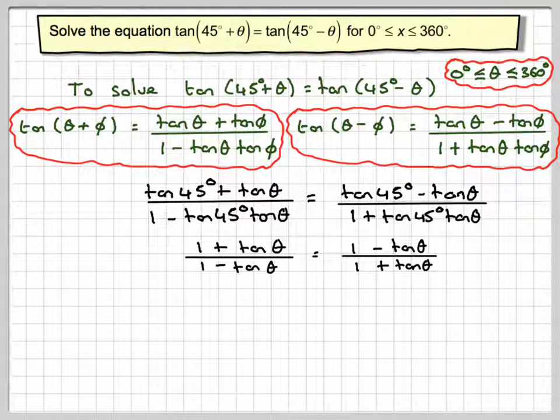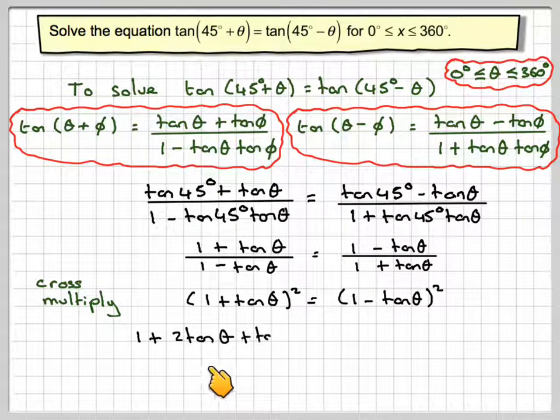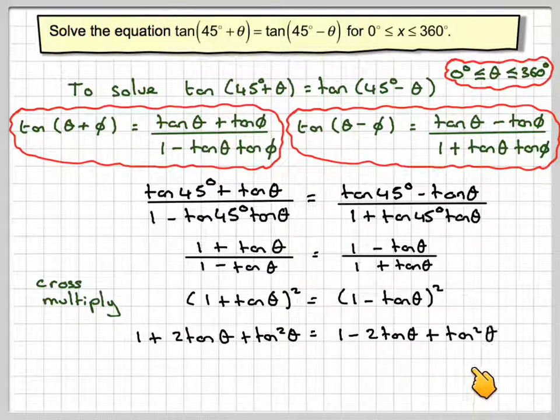Tan 45 is 1. Cross multiply, so that simply becomes (1 + tan θ) squared is equal to (1 − tan θ) squared. Expand this, and we're going to get 1 + 2 tan θ + tan² θ. On this side we're going to get 1 − 2 tan θ + tan² θ.